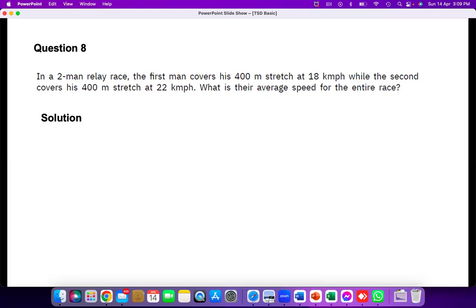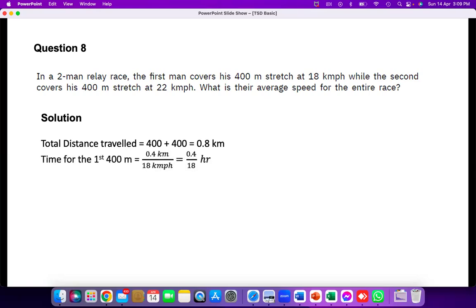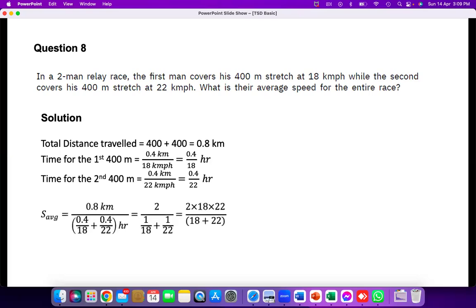Is it 20? Okay, see what happens. Total distance is how much? 0.8 kilometer, 400, 400. Then time for first 400 is equal to how much? 0.4 kilometer, that's 400 meters, divided by 18. Now time for second is how much? Divided by 22, right? So you get this. Now average speed is equal to 0.8 divided by time taken in each case. Clear?